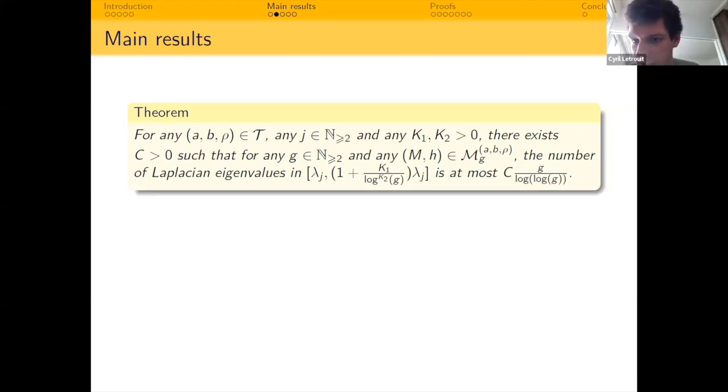Of course, this seems to be quite weak because it's just a log G gain, but I will explain in the next slide that this is sharp for the approximate multiplicity problem.